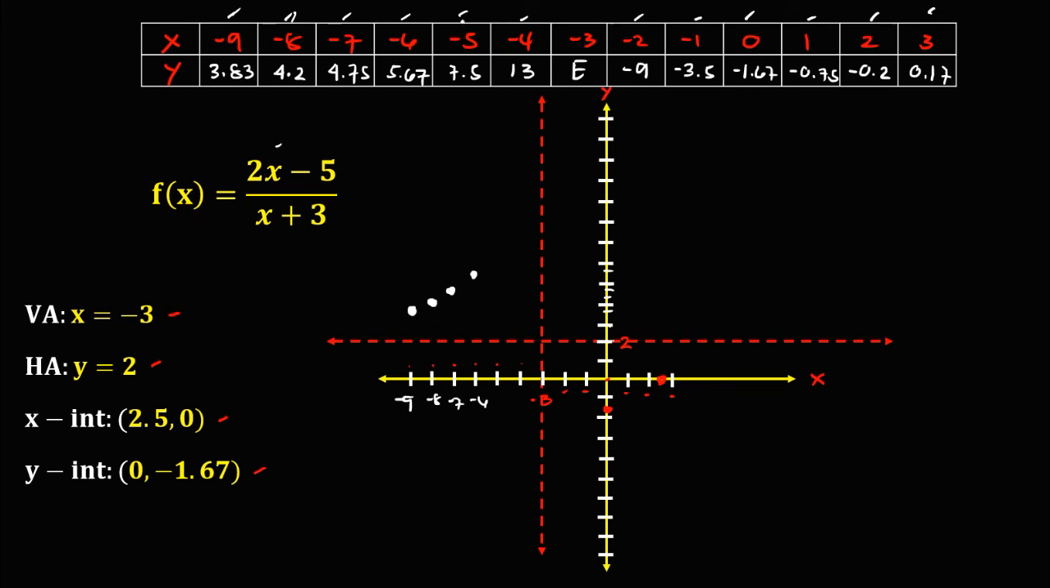Then for negative 5, then 7.5. So 1, 2, 3, 4, 5, 6, 7. And this negative 5, this is the point. Then for negative 4, and y is 13. So this is the point. So we can connect now the graph. So this is now the graph of this rational function.